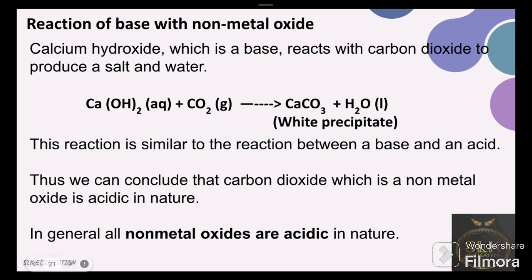Reaction of bases with non-metal oxides. Non-metal oxide, when reacting with a base, gives salt and water. In general, all non-metal oxides are acidic in nature. This reaction is similar to the reaction between a base and an acid. Metal oxides are basic in nature, so reactions won't take place between base and metal oxide.